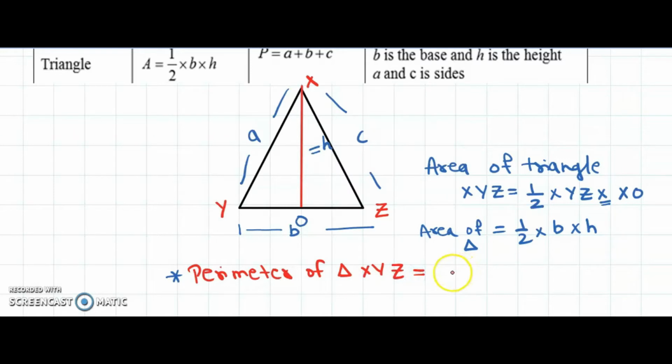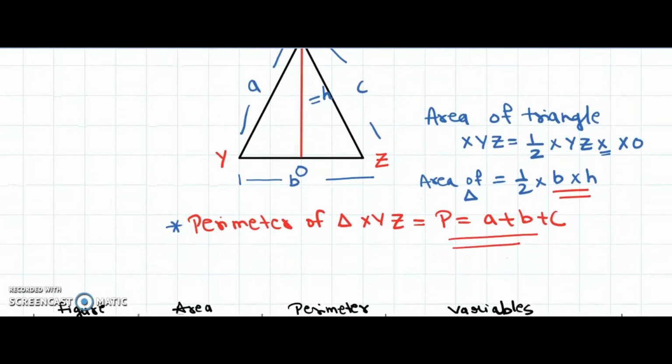The perimeter of a triangle is simply the sum of the sides. So how much will it be? Perimeter is represented as P. It will be the sum of the sides, A plus B plus C. So this is the formula for the perimeter of a triangle, and the one above is the formula for the area of a triangle. Hope you have understood the area and perimeter of the figure called a triangle.